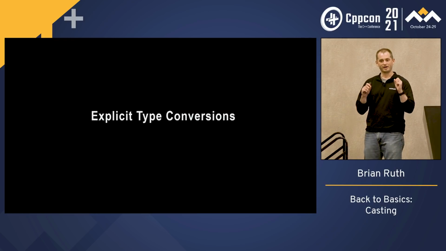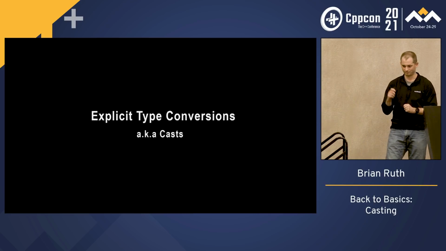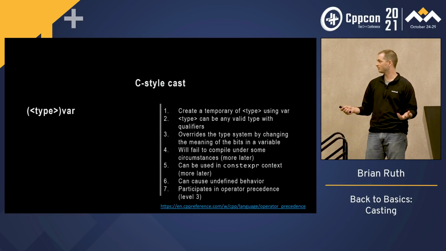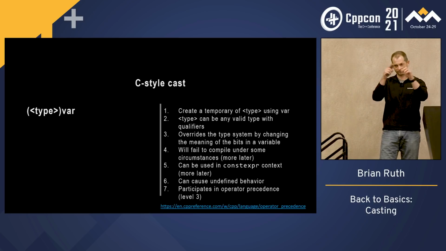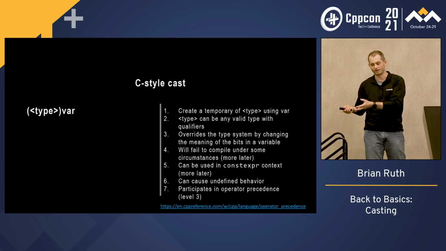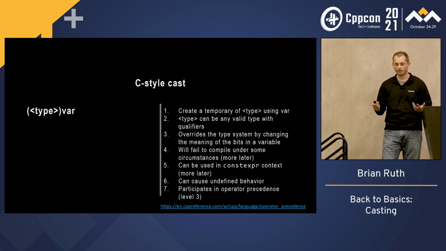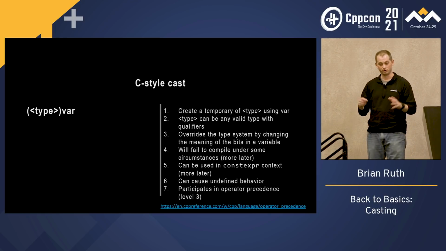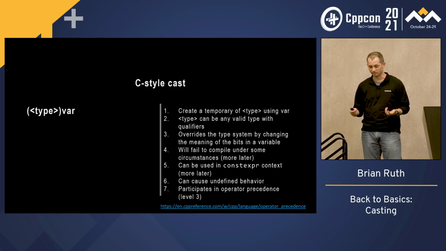So now let's talk about explicit type conversions, also known as casts. The cast that most people first see is a C-style cast. This is introduced by just having some parentheses around a type and then followed by the variable you want to change it to. So this is going to conceptually create a temporary of a type using the variable. The type can be any valid type, and you can have qualifiers on it. But it overrides the type system by changing the meaning of the bits that that variable represents.